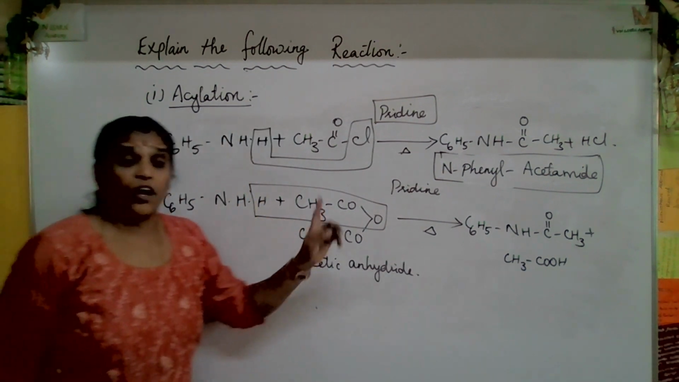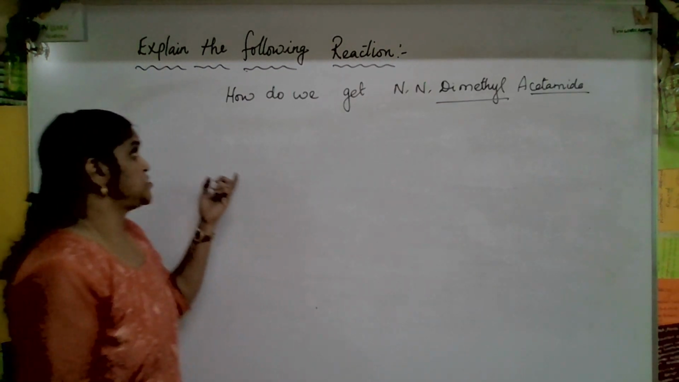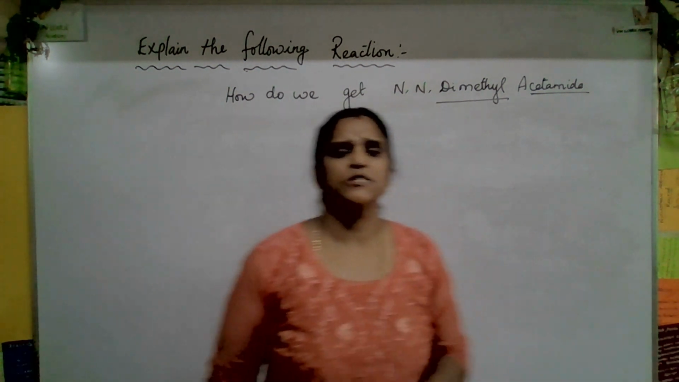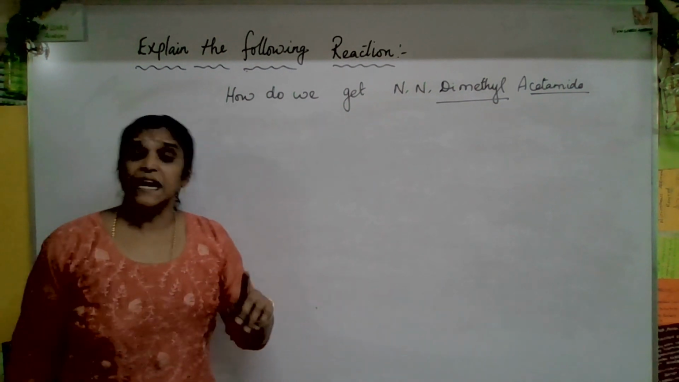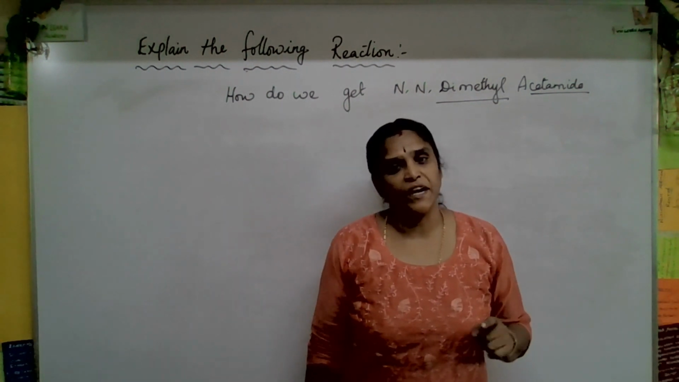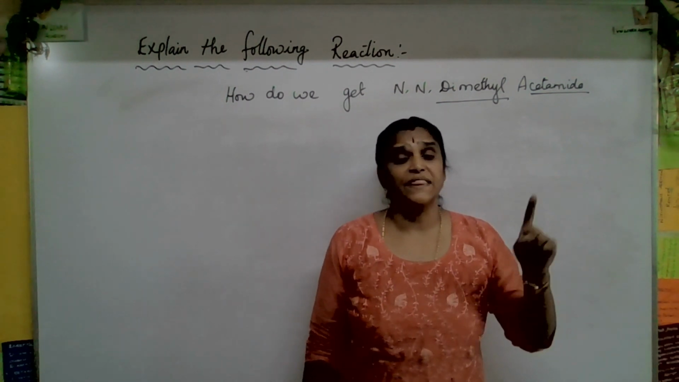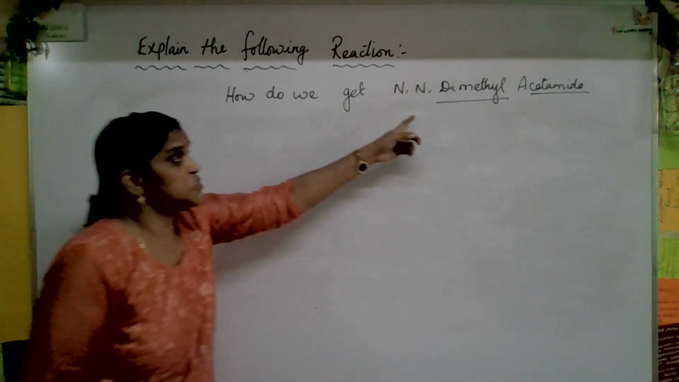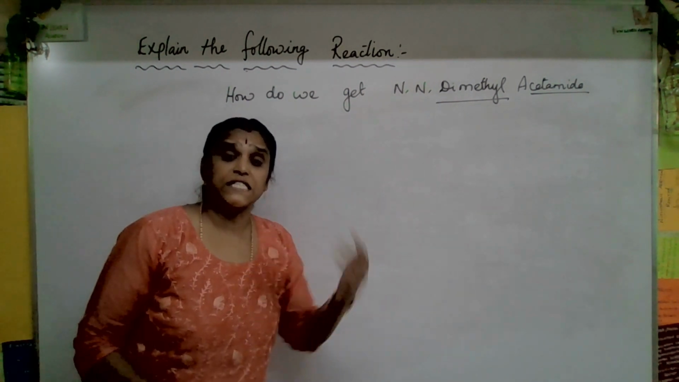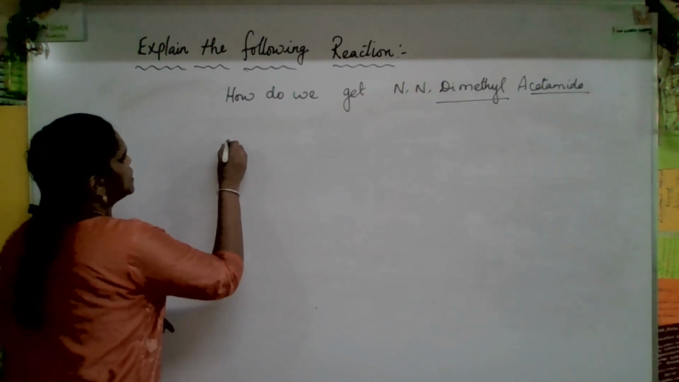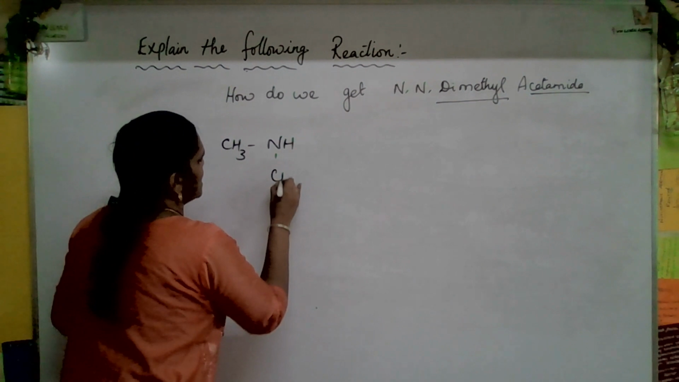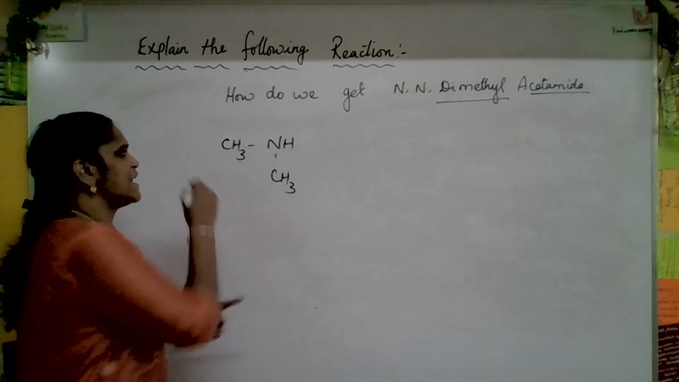Hope you're clear. Now the next question: how do we get N,N-dimethyl acetamide? This is very simple. A primary amine combined with acetyl chloride in the presence of pyridine gives you N-methyl acetamide. Now the question is how do we get N,N-dimethyl acetamide? Let us go for the secondary amine. What is it? CH3NHCH3, so this is a secondary amine, right?